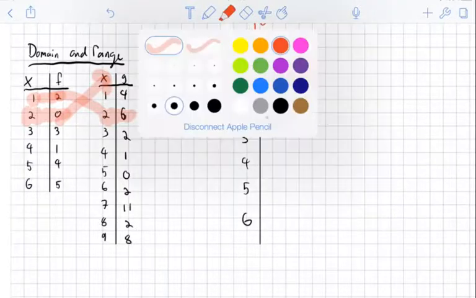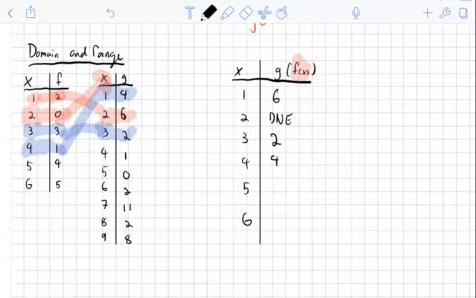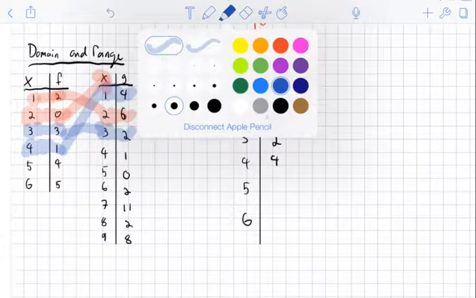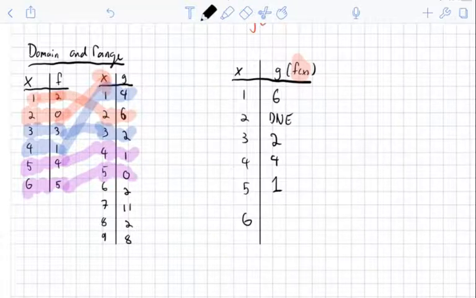Let's go to the next one. Input 3, output 3, plug 3 in here, look at the 3 column, output 2. Just right. Input 4, output 1, you look up 1 in this table and you get 4. Input 5, the output's 4, you look up 4 on this table and the output is 1. Input 6, output 5, you look up 5 in this table, output 0. Okay?